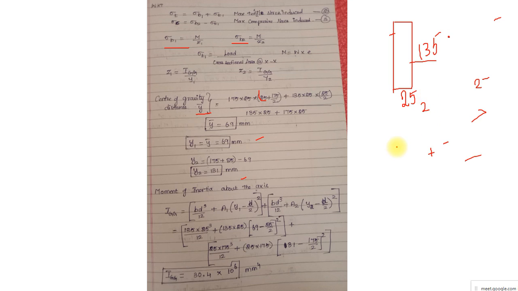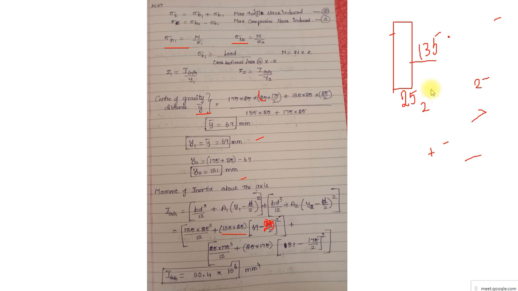135 I take. What value do I take for D? I take 25. Plus A1, what is the area? 135 into 25, 135 into 25 into (y1 minus d by 2) the whole square. So what is the value of y1? 69. What is the value of d? 35. I'm sorry, here I have mentioned it as 25, kindly make a change. It is 35, sorry, 25 only, I'm sorry. So 25 by 2 the whole square.